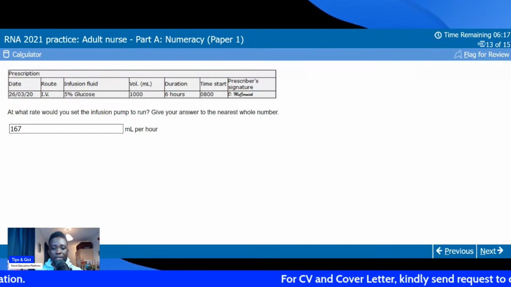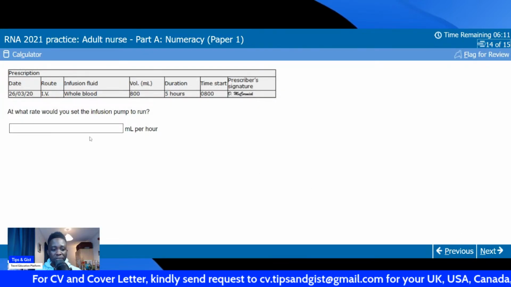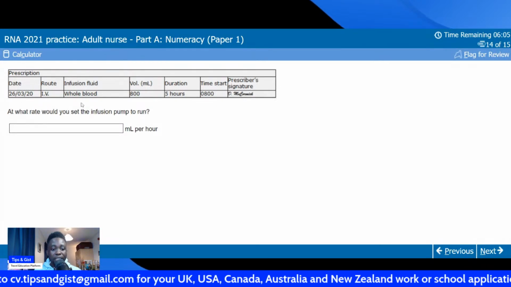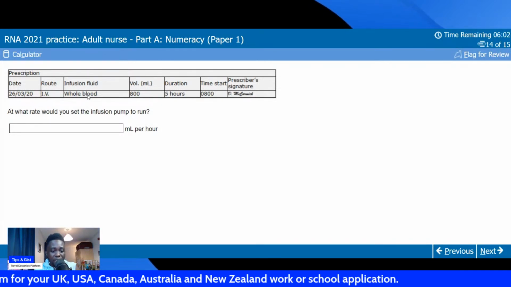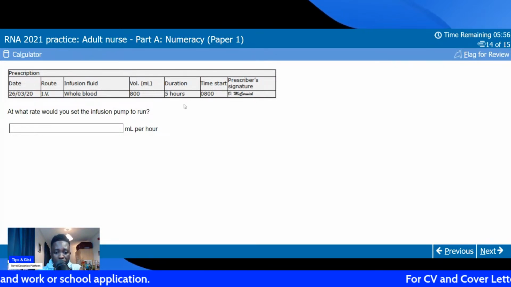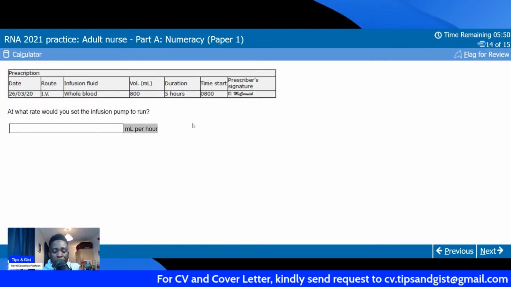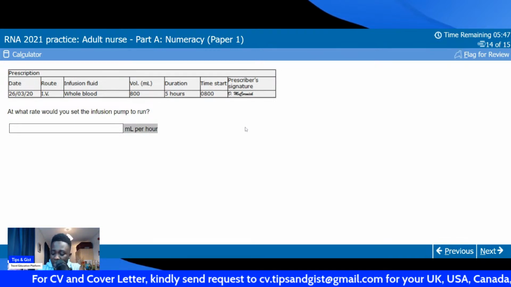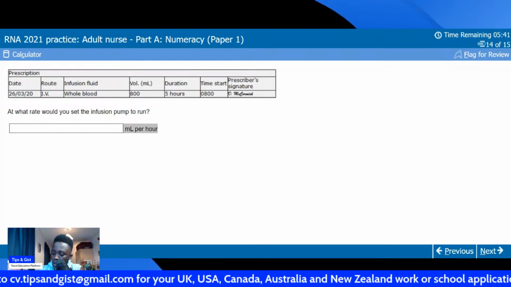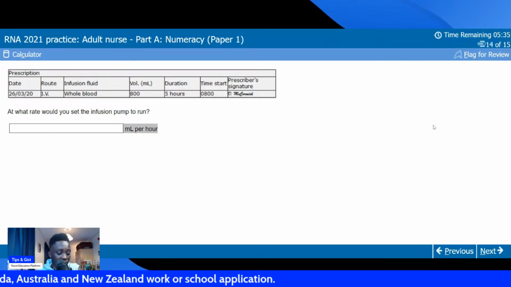Question number 14. We have 6 more minutes to finish, so we have to be fast. At what rate would you set an infusion pump to run? It's a similar thing. So this time it's a blood transfusion. It's a whole blood, and you are giving 800 ml to the patient, and you are running it within 5 hours. So every hour, how many ml per hour should you run? Therefore, 800 equals 5 hours, x equals 1 hour. So you are going to divide 800 by 5, and your calculator should give you the answer. So 800 divided by 5.